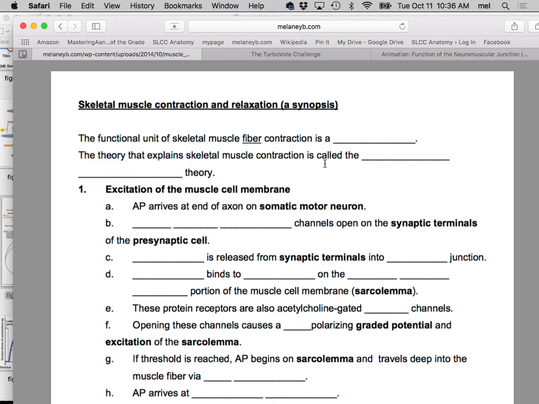You guys? Are you guys together? They are now. What's released from the synaptic terminals? Strange?